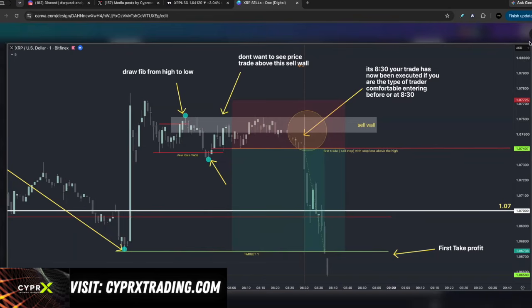Now, something I want to highlight is that I personally do not trade prior to 8:30, and I don't trade at the session open at 8:30 either. So to be completely honest with you, this would not have been a trade that I would have taken at the session open or prior to the session because it is in my rules to not trade in that time horizon.